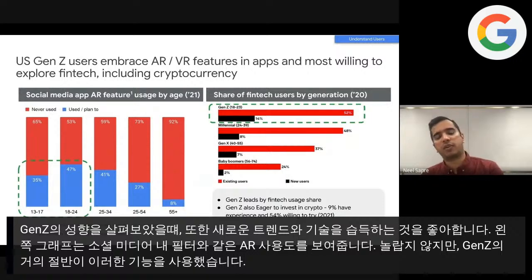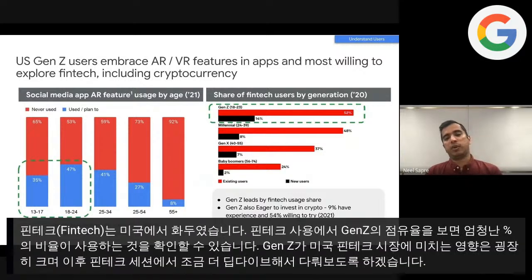Now, if you look at the graph on the right, it states that 52% of Gen Zs in the US have actually already engaged in some sort of fintech app, and it's growing by 14%. So this is a very interesting point where we see that Gen Z is leading fintech adoption in the US. They're also eager to invest in cryptos. I'm going to talk a little later about the growth in fintech apps and the growth in all sorts of stock investment apps, which is being led by Gen Z.